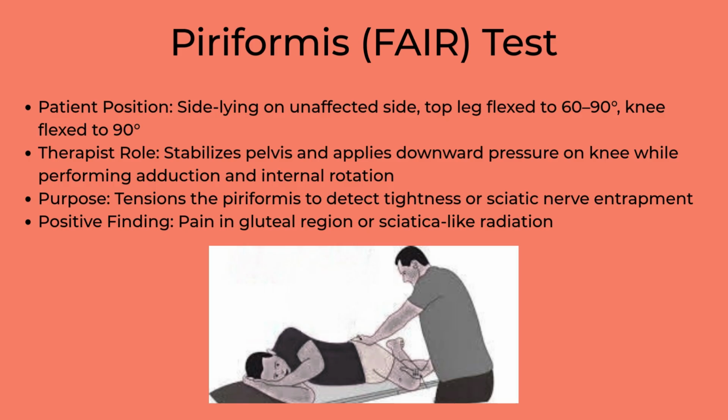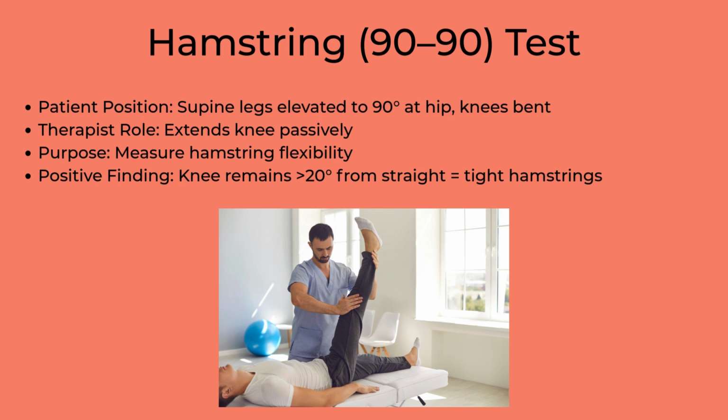The hamstring 90-90 test is used to measure hamstring flexibility. The patient is positioned supine, with the hip flexed to 90 degrees and the knee bent. The examiner passively extends the patient's knee. The image shows this position, with the examiner extending the leg. A positive finding is when the knee remains more than 20 degrees from straight, indicating tight hamstrings.